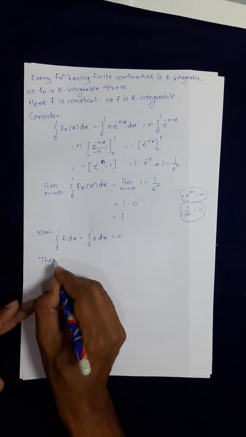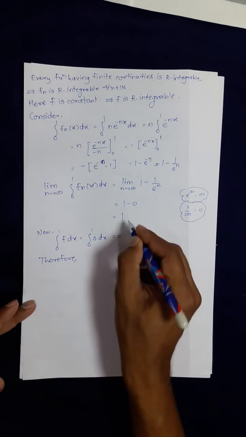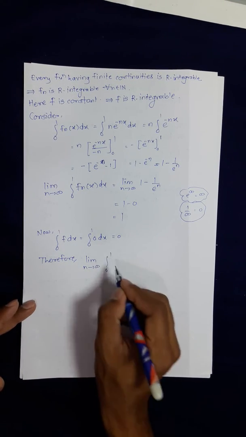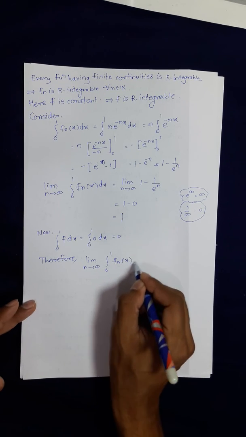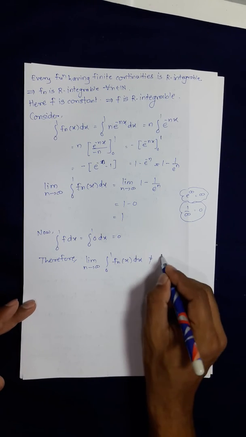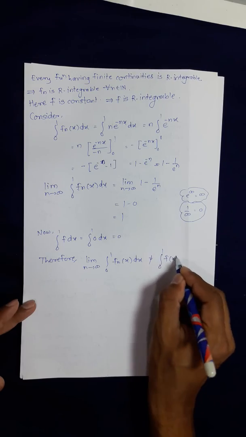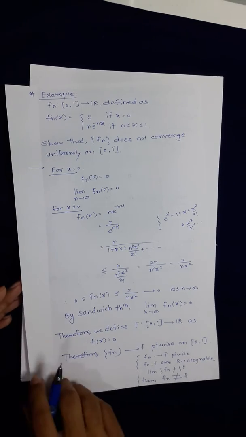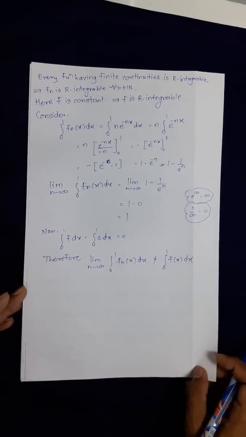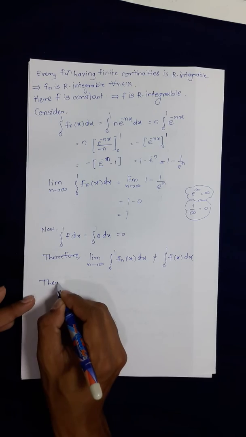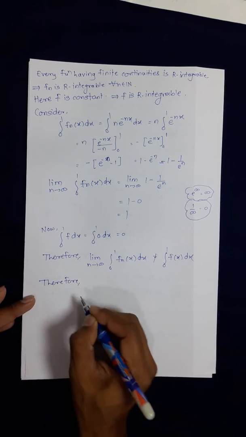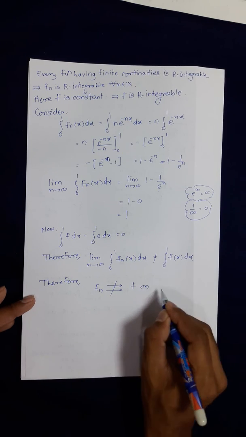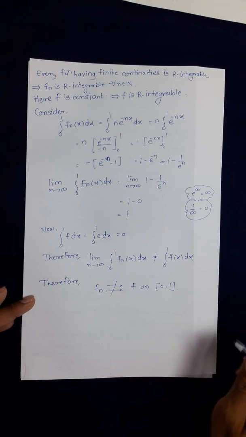So what can we conclude? Here we have got 1 on the left hand side and 0 on the right hand side. So both of them are unequal, right? That means all three conditions are satisfied. Therefore we can say it is not uniform convergence: fn does not converge uniformly to f on the closed interval [0, 1]. Thank you.